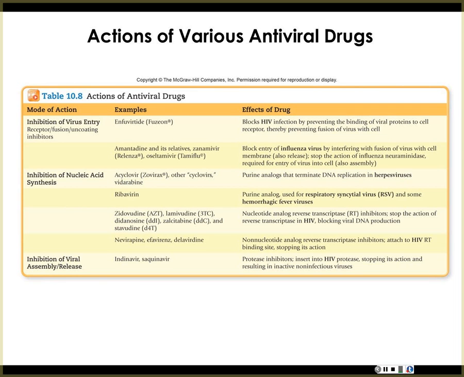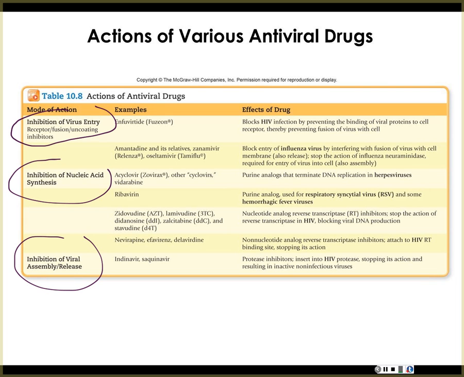This is a table from your textbook showing how we don't have a lot of antiviral drugs yet. We're beginning to develop more of an arsenal, but so far we don't have very many of them. But it is showing you how antiviral drugs work. There are a few examples of drugs that inhibit a virus from entering its host cell. Many of them inhibit DNA or RNA synthesis. And there are a few that will actually prevent the virus from assembling itself or even getting out of its host cell.